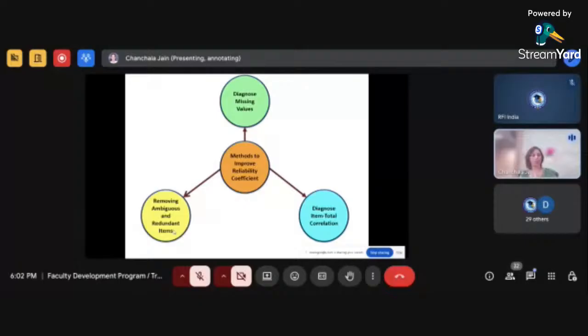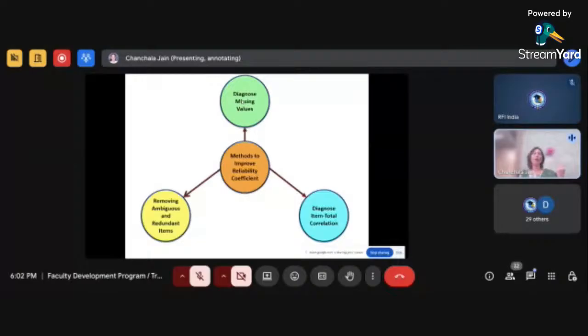Second is diagnosing missing values. This is after data collection. Suppose you have collected the data. After collection, you need to check every item, every variable. There should be no missing values. If there are multiple missing values in a single question or a single variable, you can drop that item from your scale.